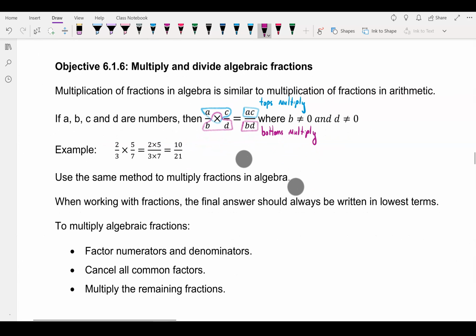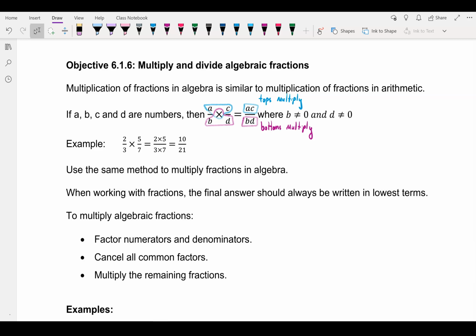As long as the bottom isn't 0, this will work out, but usually we don't have to worry about the bottom being 0. In this example, it's just explaining that 2 times 5 is 10, and then 3 times 7 is 21. In algebra, it's very similar. So these are the steps to multiply algebraic expressions or algebraic fractions.